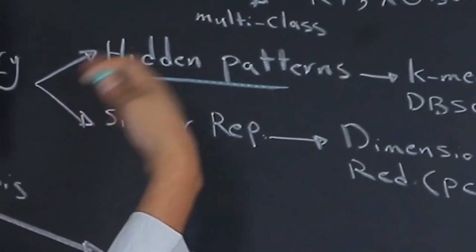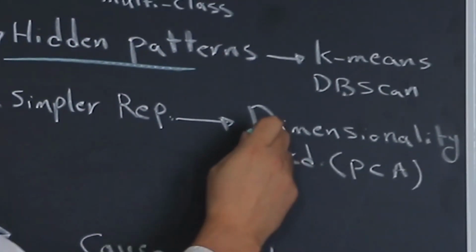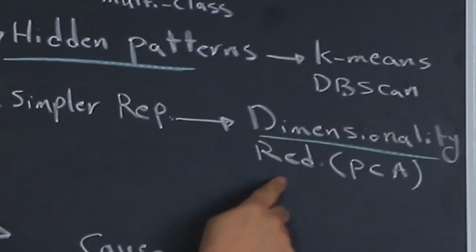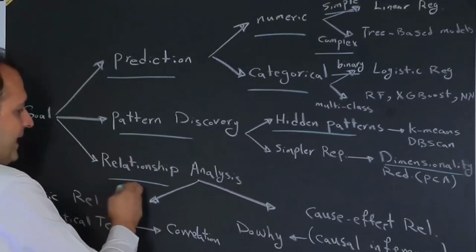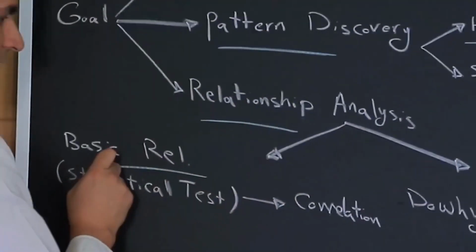Or we might have a lot of data dimensions and want to actually reduce these dimensions. In that case, we should turn to dimensionality reduction methods, like PCA, which is the most well-known dimensionality reduction method. Or let's move to the third scenario if you're looking for causal relationships. There are two different cases.